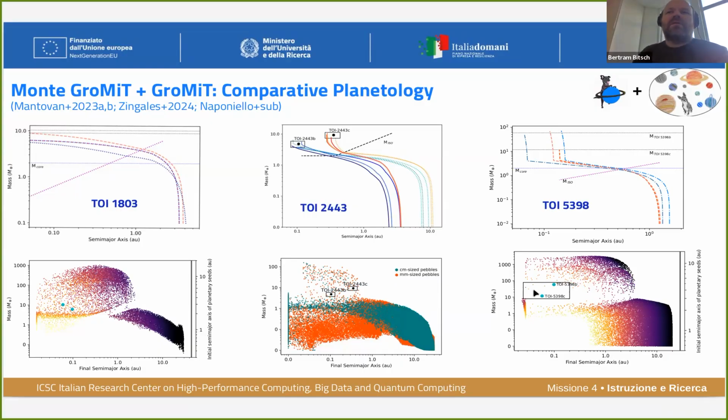Maybe I can ask a question in the meantime. Is my understanding correct? This is mostly for planetary masses and radii, but you don't include the chemistry at this stage yet. I assume this is something that you want to do in the future. Could you comment on it?